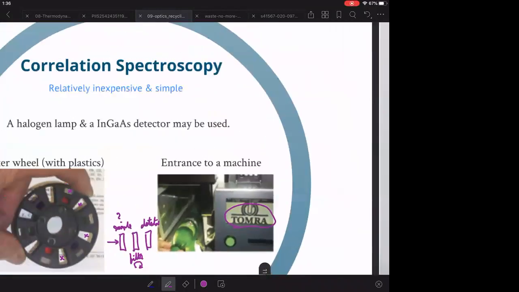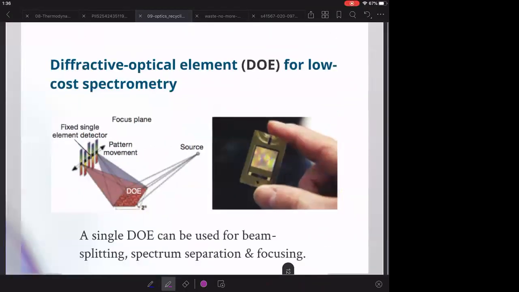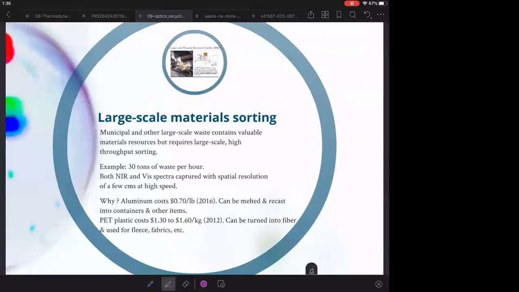You can also do this in a very clever way using something called diffractive optical elements. I'm not going to talk about this in the interest of time. Of course, the key thing is you have to do this at a very large scale. These things have to be done at the municipal scale, so very large scale, very high throughput, and very large speeds.